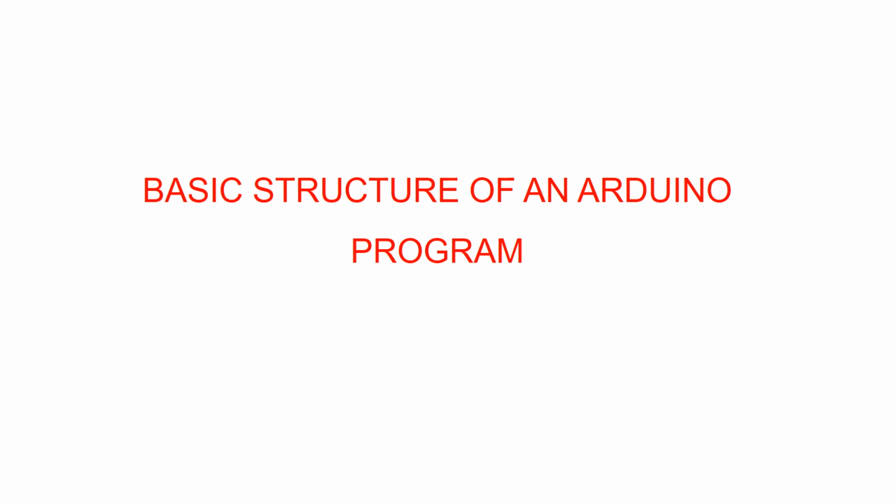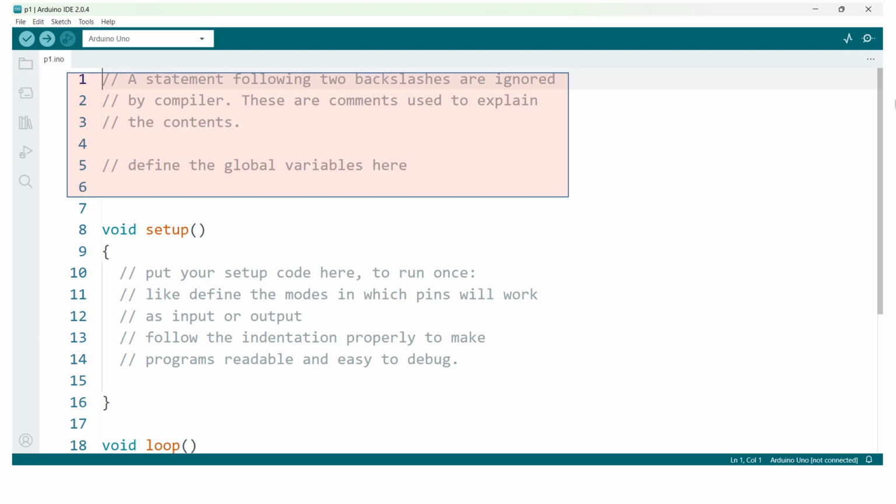In this small presentation, we shall be talking about the basic structure of an Arduino program. The programming language adopted by Arduino is something like a standard C. Let's begin with the simplest or opening statement where we define a group of words as comment.